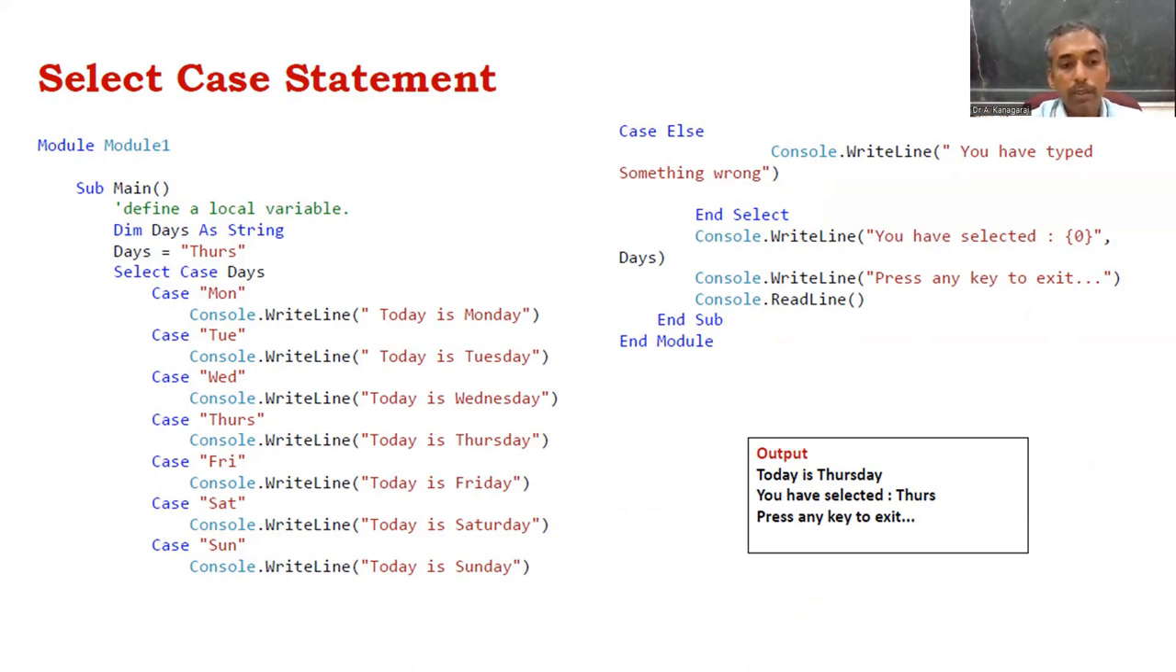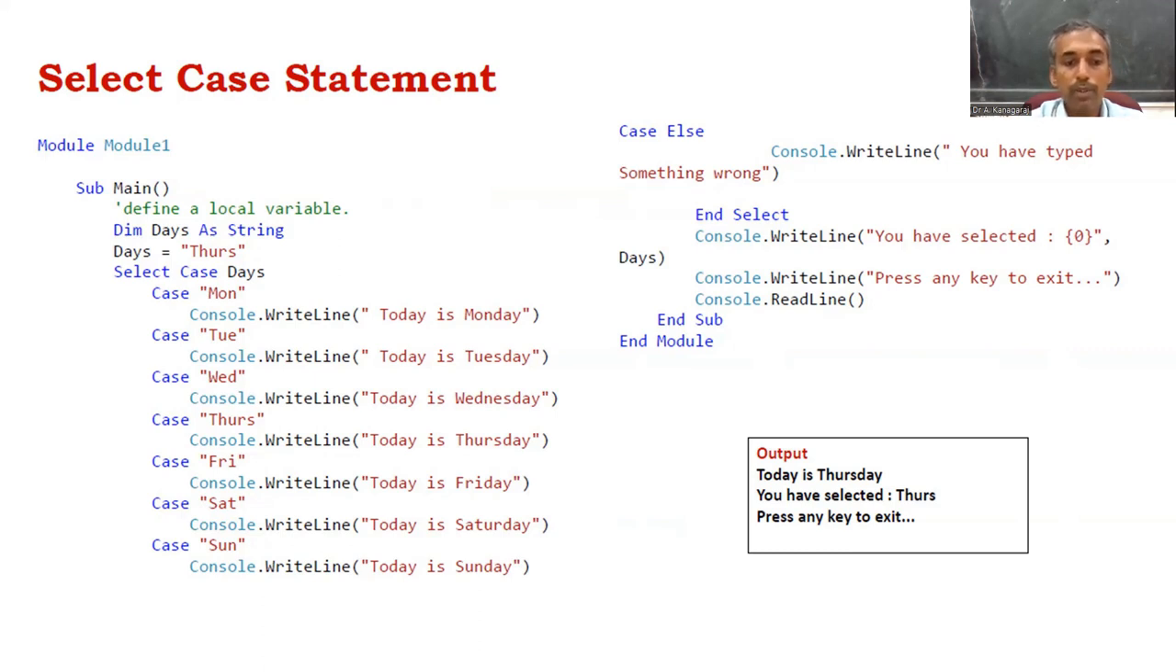In the second case, we gave TUE. Of course, this case is also not satisfied. Then next it will check another condition, that is WED. Is WED equal to THU, true or false? Of course, it is not true. So automatically the control will go to the fourth case. In the fourth case, we gave THU. Of course, it is equal to the value which you have given for days, the days string variable.